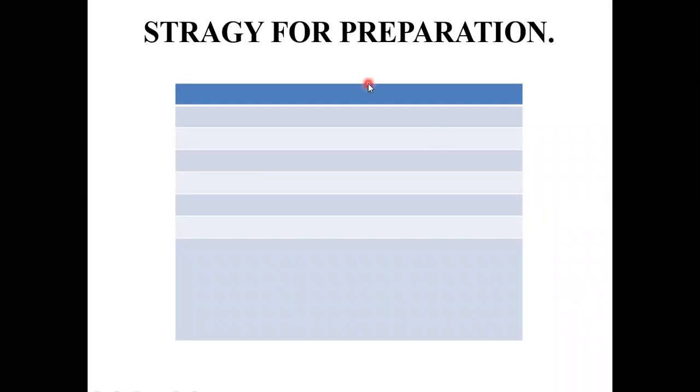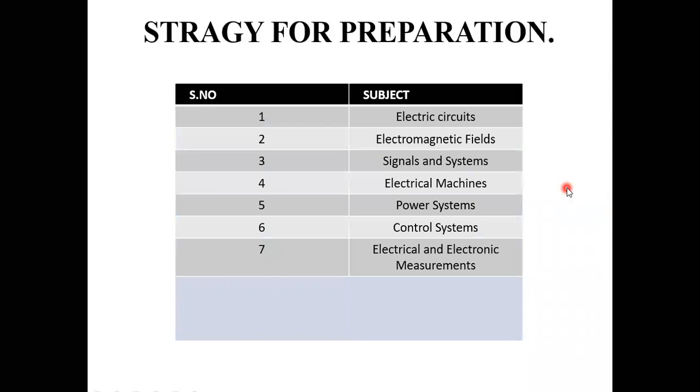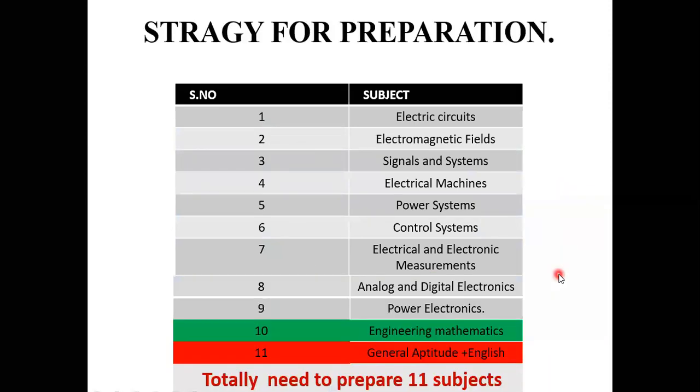In order to know the strategy for preparation, we must first know how many subjects are there and what is the syllabus for the GATE examination. Let me clarify how many subjects are there. These are nothing but 7 subjects, and one more thing is engineering mathematics, and general aptitude and English. So totally, if you observe this slide, we have 11 subjects, including engineering mathematics and aptitude.